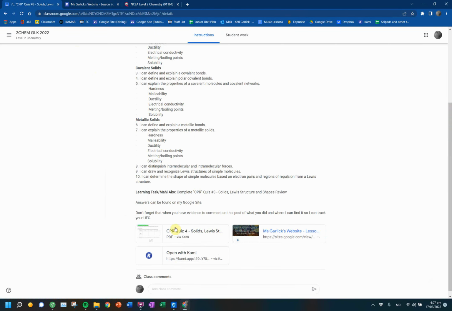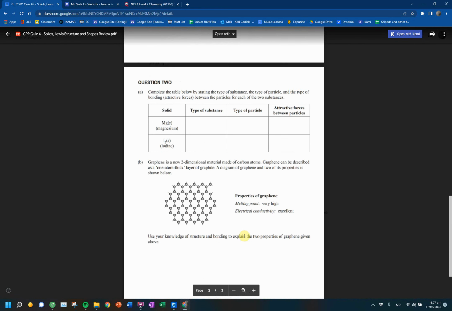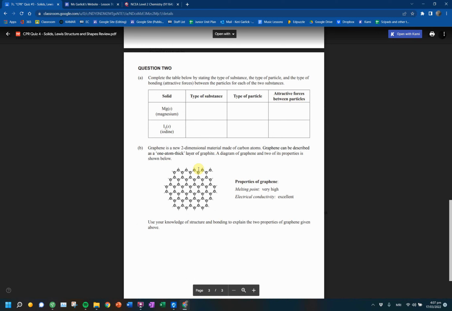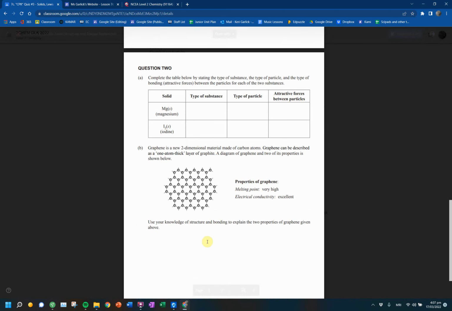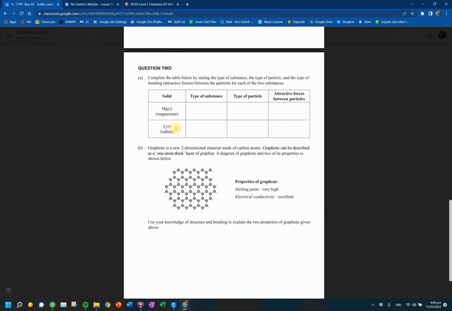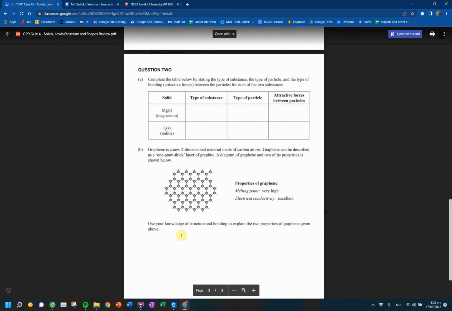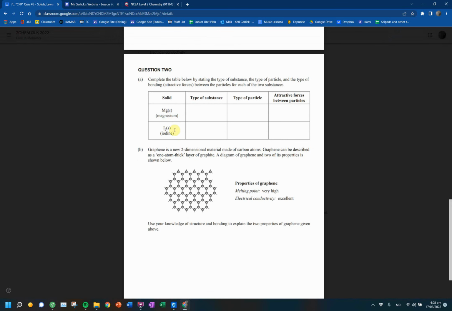Anyway, we'll go back to the CPR quiz. Cool. And then the last question here was just the types of solid revision. I haven't given you the whole thing because we haven't done solubility yet. But you see here they've done magnesium and they've done iodine. The problem you have here is that I haven't given you the second half of the question, so you can't really get that hint on the iodine. But you should have hopefully picked it up as a covalent molecular. It is a molecule.